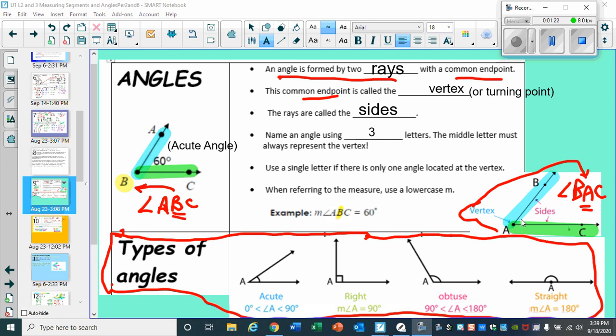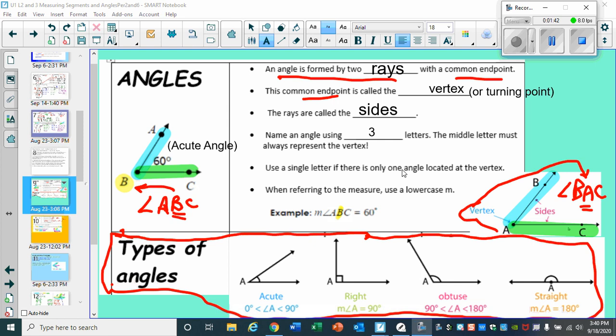But then over here, we had to flip the A and the B. We had to flip that order because A is your vertex, so that's in the middle. Unlike here, where B was in the middle. So we named this angle BAC, or you could have named it CAB. Same thing. Again, vertex in the middle.